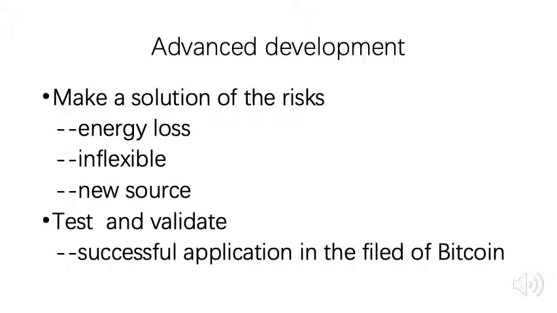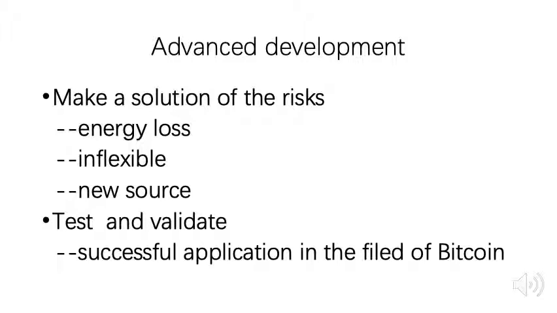The first one is the advanced development. For this part, there are two tasks we need to know. The first one is we need to make a solution of the risks. So I will use an example to explain this part, and that is applying blockchain technology into the electrical power system. First, we need to know the risks of the electrical power system now.